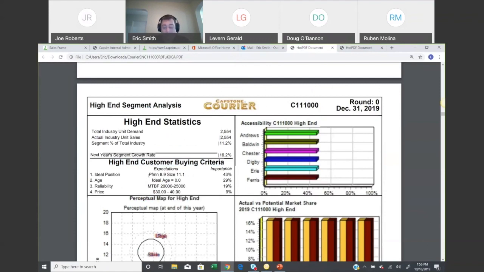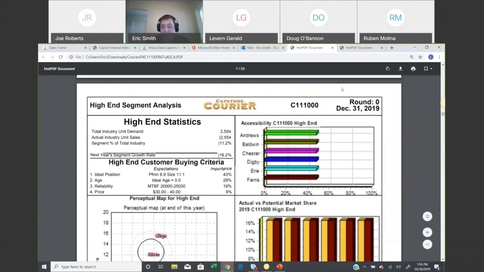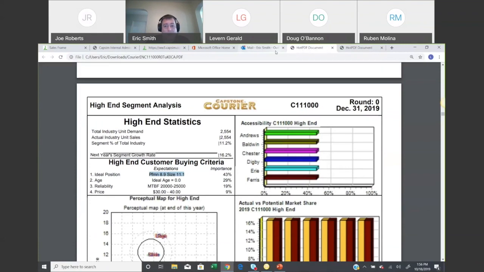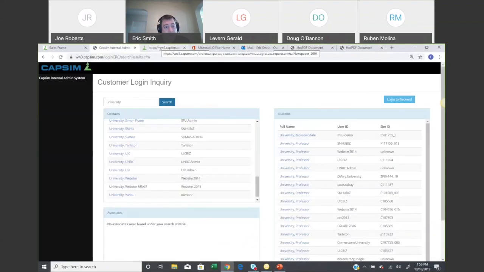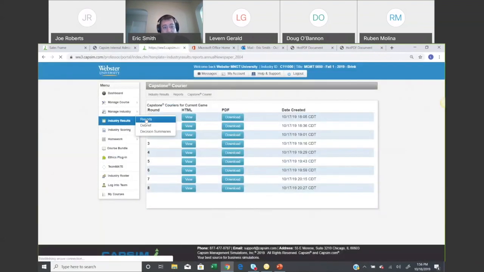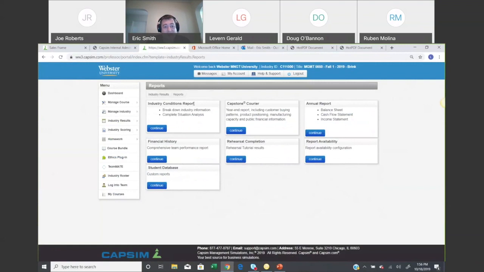We can review our report and know exactly what the customer wants. Using this information, we can figure out what they would want in round one, if I know what they wanted at the end of round zero. There's more than just the Capstone Courier report. There's one other report I do want to make sure that you folks are aware of. That one's called the Industry Conditions Report.